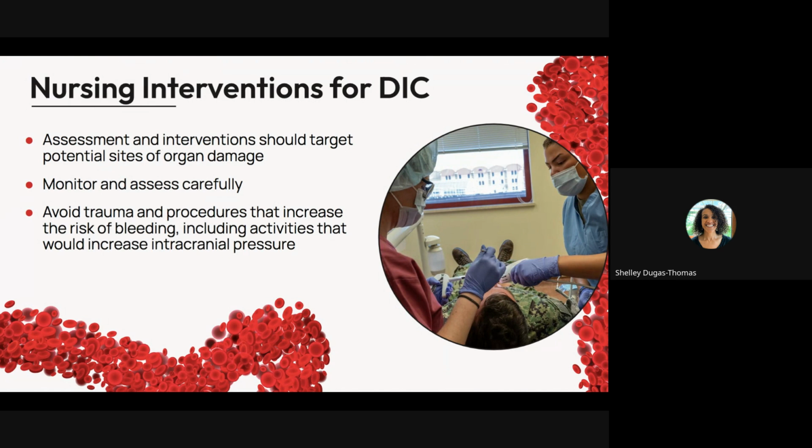You want to also be monitoring their organs, kidneys in particular, risk for ischemia, their liver, monitoring liver function tests, watching for reduced albumin and clotting factor production, looking at their lungs, monitoring respiratory function, their CNS, watching for headache, visual changes, or altered consciousness. Interventions focus on preventing end organ damage and supporting perfusion while controlling bleeding and thrombosis.